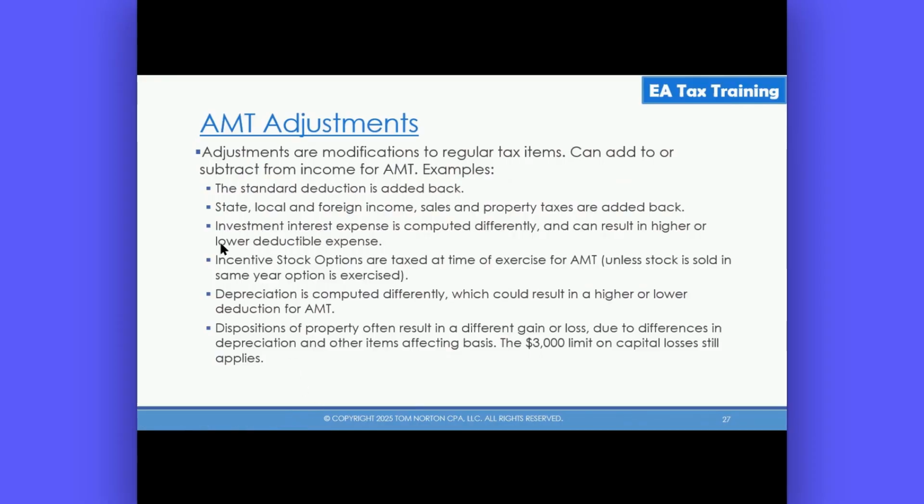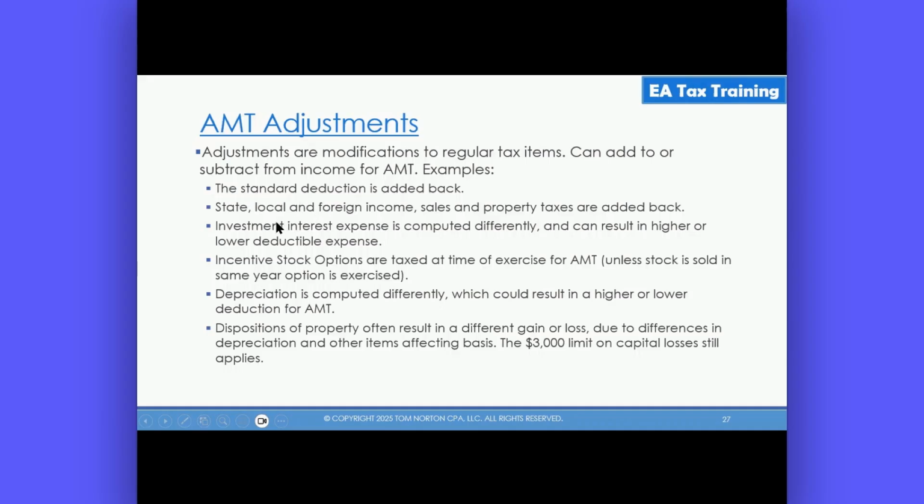The difference between preferences and adjustments is that preferences are always items that are added back to regular taxable income in order to get to alternative minimum taxable income. Adjustments, on the other hand, might be added back or they might be subtracted depending on the circumstances. So the standard deduction is an adjustment. It is added back. So if the taxpayer takes the standard deduction, then that is going to be added back.